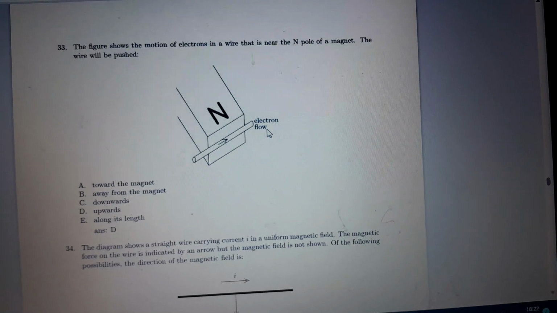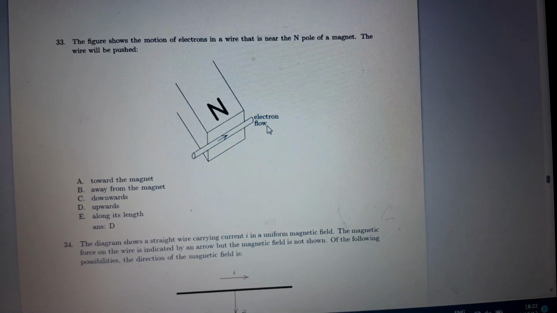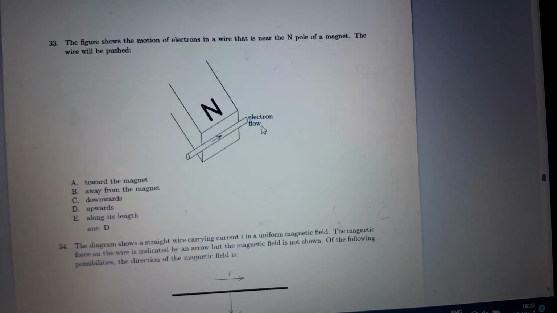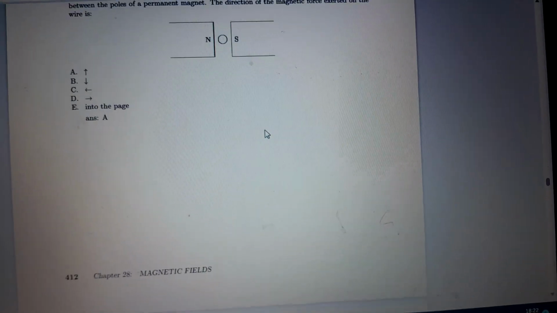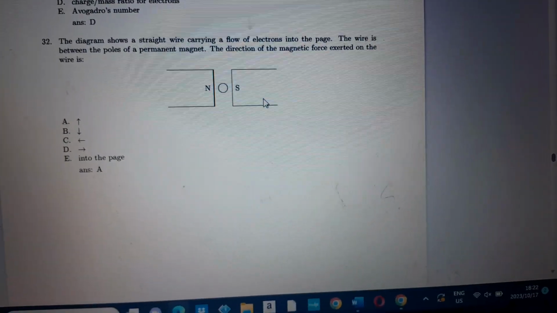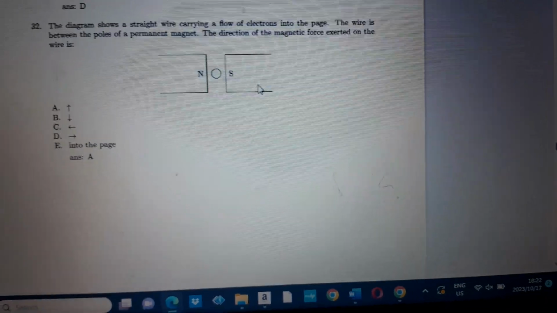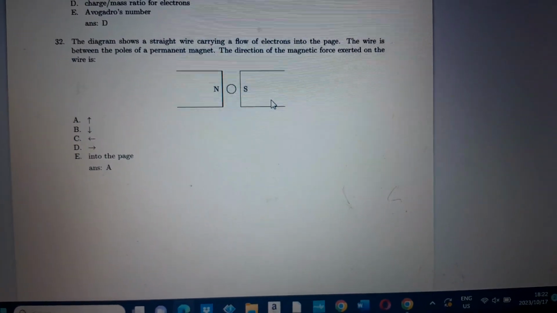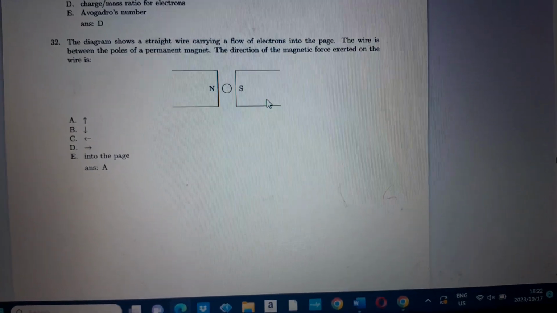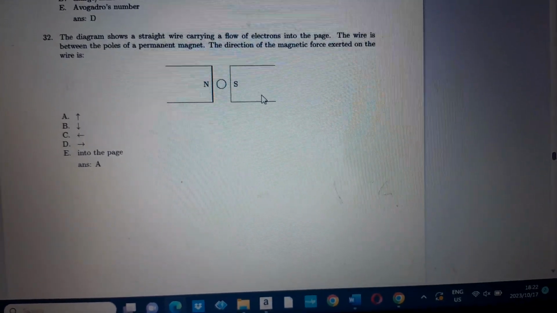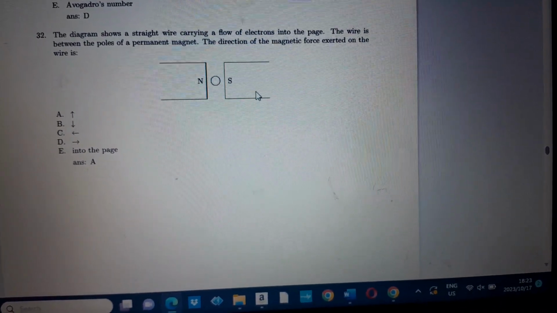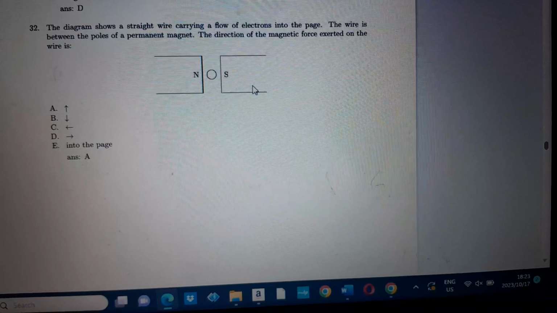The figure shows the motion of electrons in a wire that is near the end pole of a magnet. The wire will be pushed upwards. The diagram shows a straight wire carrying a flow of electrons into the page. The wire is between the poles of a permanent magnet. The direction of the magnetic force exerted on the wire is A, it's going upwards.